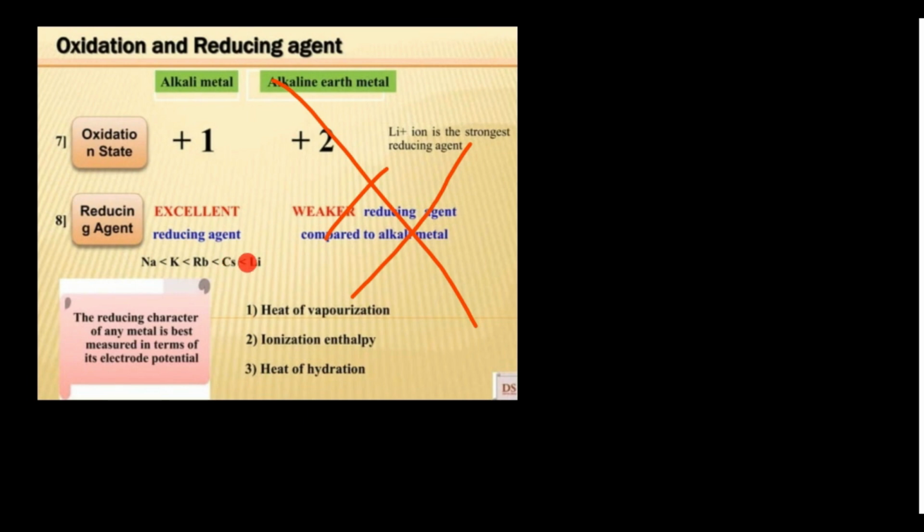Again, this concept is due to the hydration energy, right? The high hydration energy of the lithium ion compensates the high ionization potential energy. That's why this behavior is there. Okay, and this order is already given here, but you should remember this particular thing, very important. These alkali metals are very strong reducing agents.